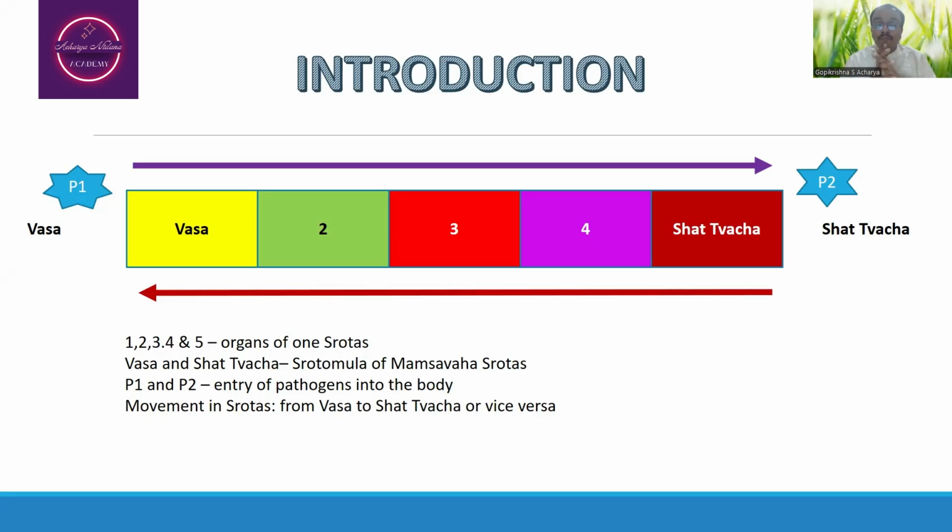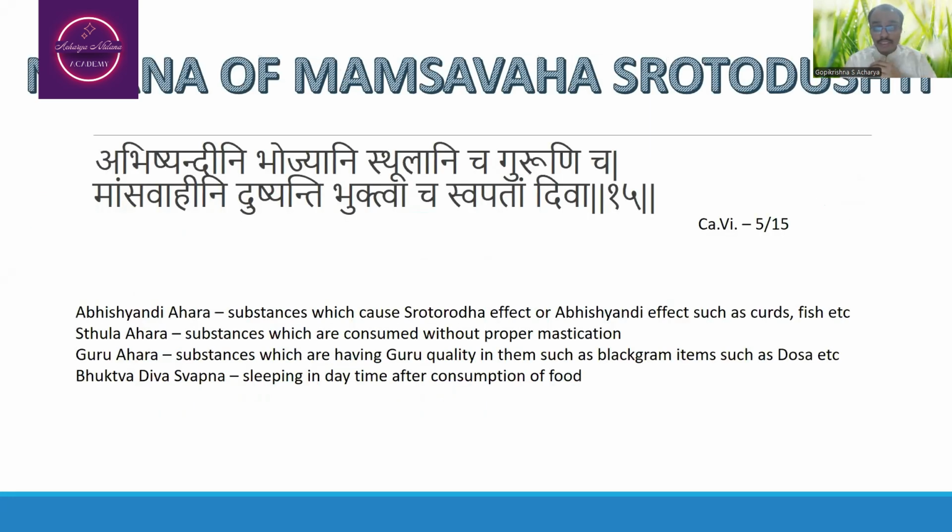So depending upon the nature of the pathogens entering into the human body, the person may have an affliction of one Srotomula first, and later there may be a possibility of affliction of another Srotomula in due course of time. Now, let us look into what are the Nidana of Mamsavaha Srotodushti.